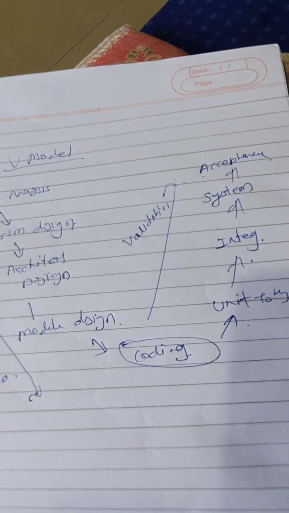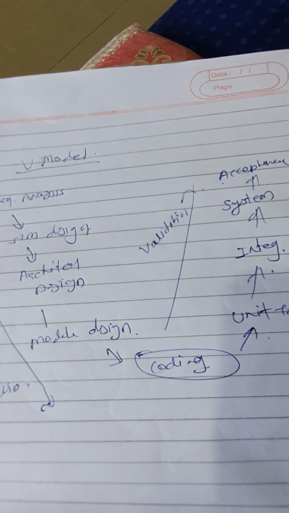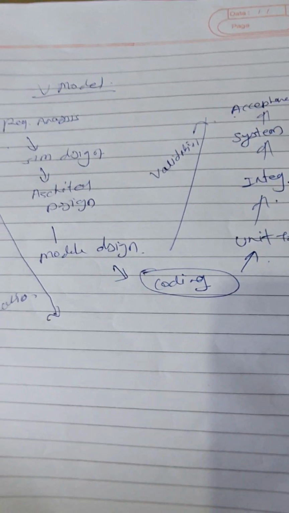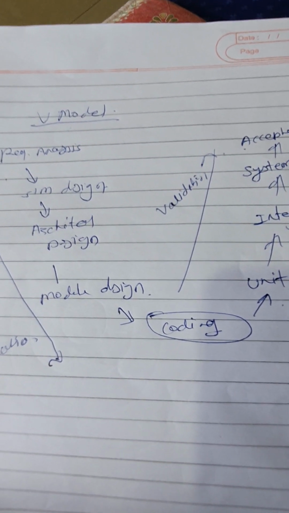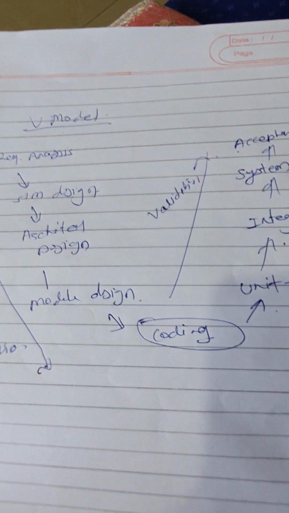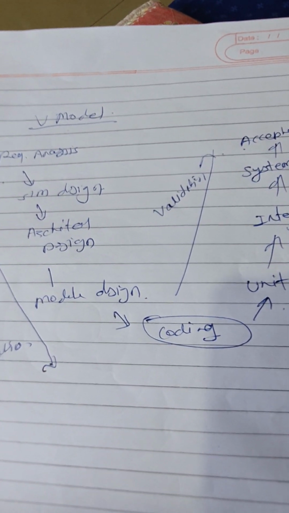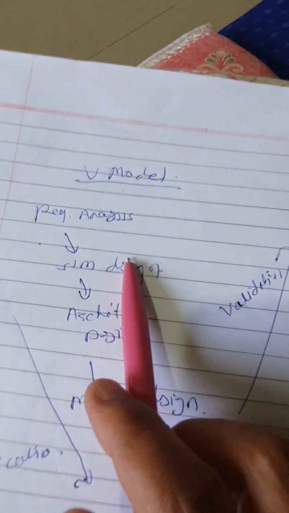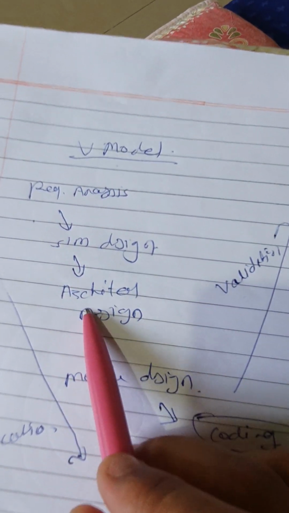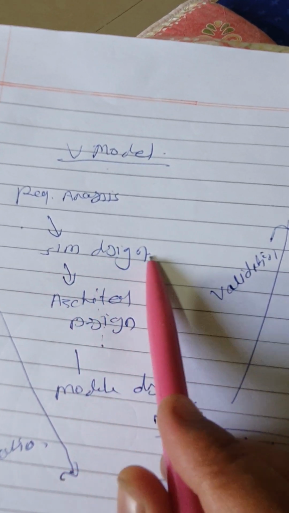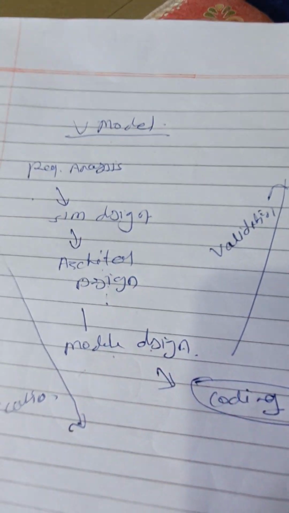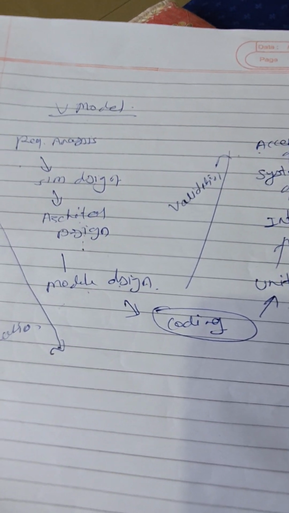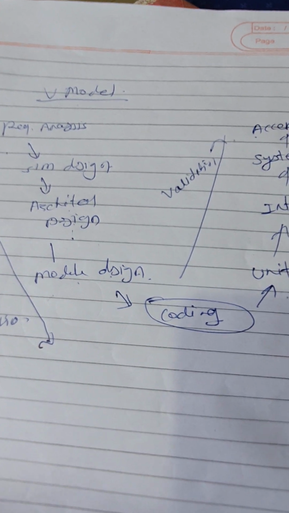It is also known as the V and V model. The V model is called a highly disciplined model. Why? Because in the V model, the next phase starts only after completing the previous phase. Suppose system design starts after completing requirement analysis, then architecture design starts after completing system design, and module design starts after completing architecture design. That means step by step execution, so it is called a highly disciplined model.